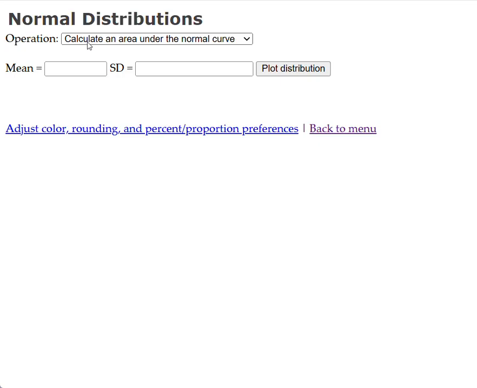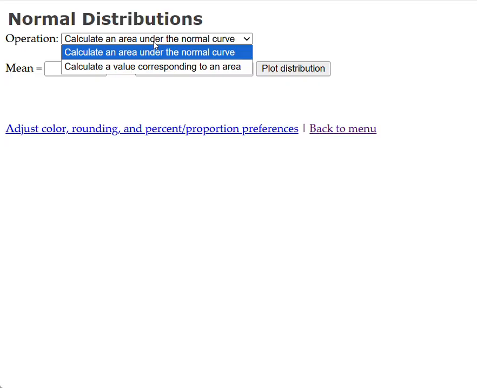First of all, it says, well, what do you want to do? And you have two options. You can calculate the area under a normal curve, right? Or you can calculate the value corresponding to a specific area. And that's the inverse, right? If we think of these as the Excel commands, NORM.DIST is going to be calculating the area under the curve. NORM.INV is, given an area, a percentile, what's the value corresponding?